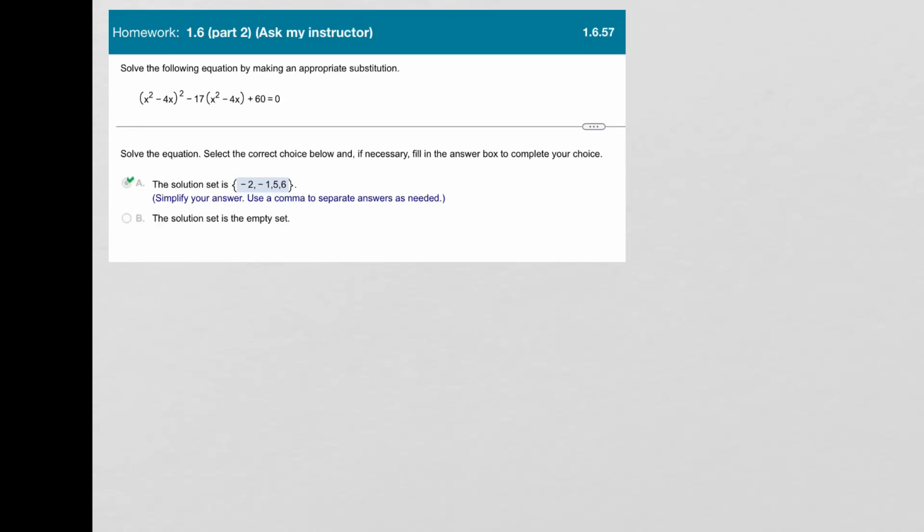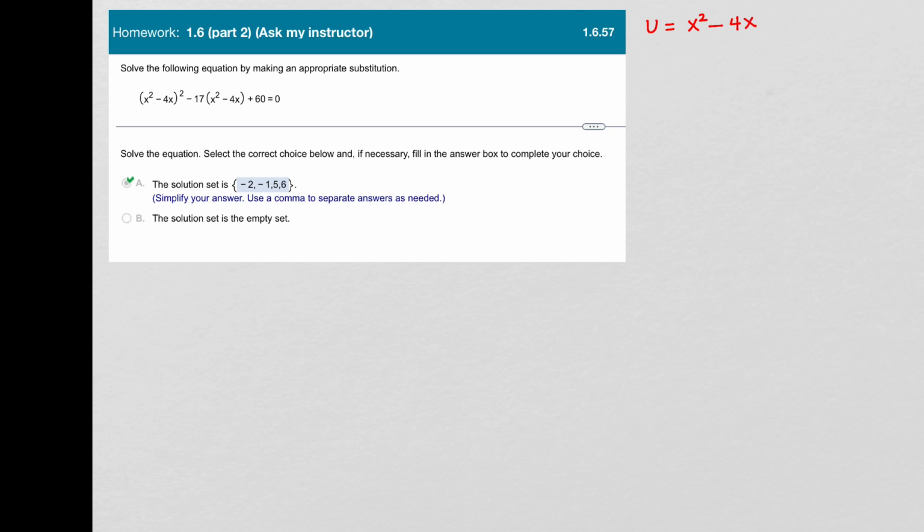In this problem, we want to solve the following equation by making an appropriate substitution. We have (x squared minus 4x) quantity squared minus 17 times (x squared minus 4x) plus 60 equals 0. So what I'm going to do is use u substitution, and I'm going to let u equal x squared minus 4x.